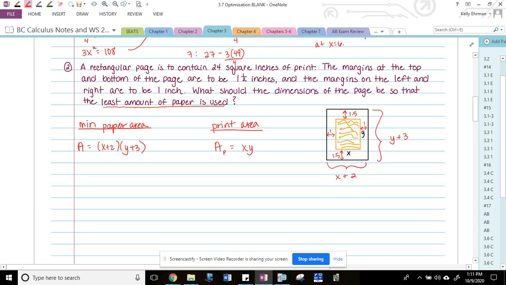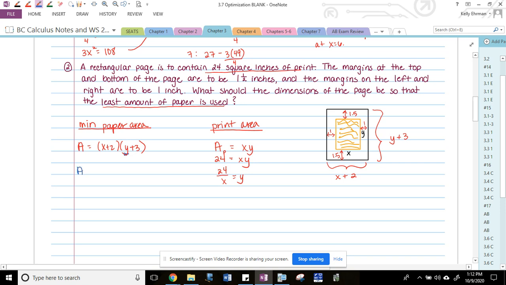And then we are told that the rectangular page is supposed to contain 24 square inches of print. So we know that that is supposed to be 24 equals X times Y. And it doesn't matter whether you solve this for X or Y. They're both equally easy to solve for. I tend to solve things for Y for some reason. So I would take 24 divided by X and make that equal to Y. And then I would sub that value in for Y into my area equation.